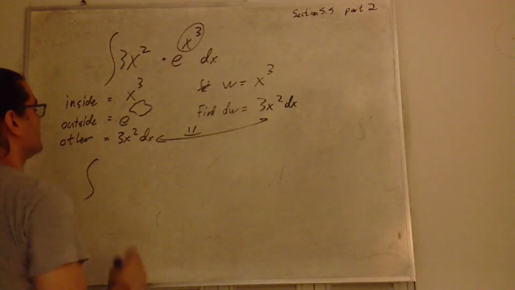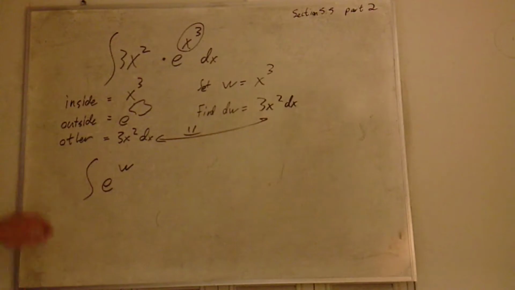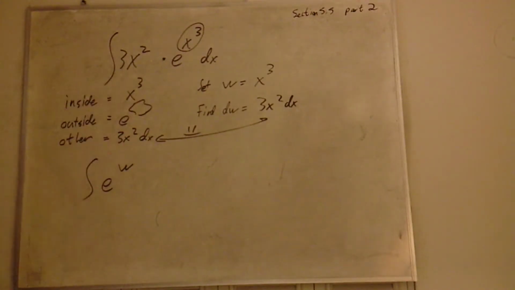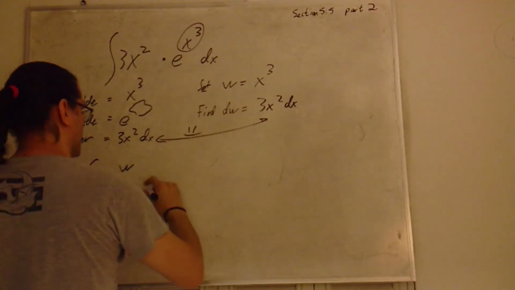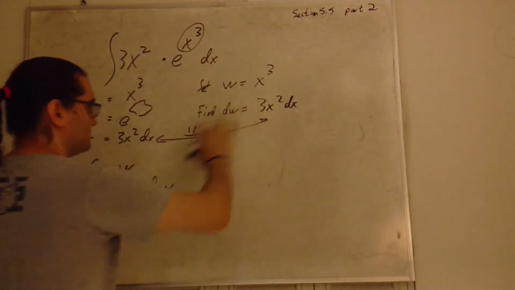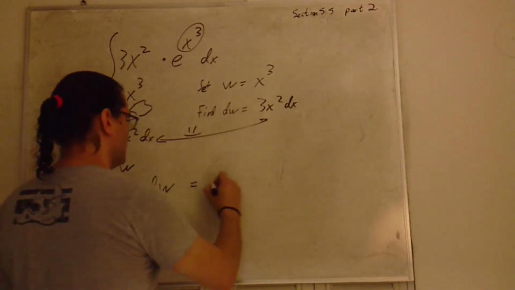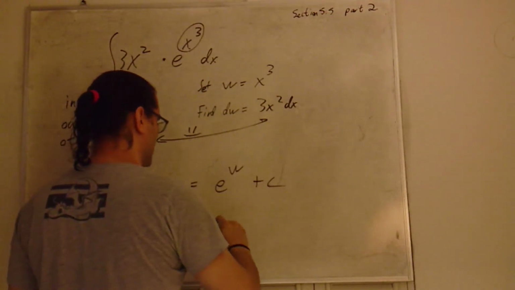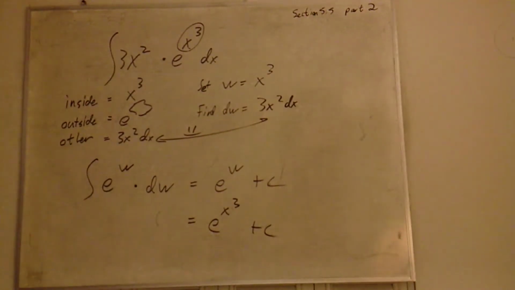This thing equals e to the w. Again, once you substitute, this should always look like the outside function with a w in it, times 3x squared dx, which is the same as dw. So we integrate e to the w, and we get e to the w plus c. And then we unsubstitute, and we get e to the x cubed plus c. And that's it, and we're done.